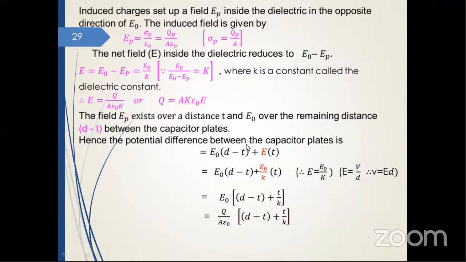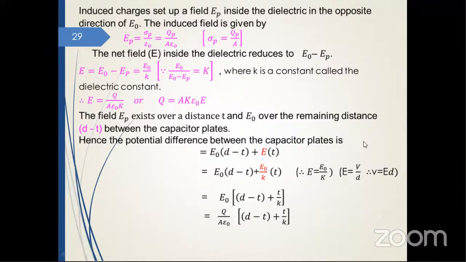And hence the potential difference between the capacitor plates is given by E naught having the field over the surface D minus T, and E because of that dielectric only at the thickness T. And therefore again we have the equation E is equal to E naught divided by K, and again E is equal to V divided by D. These are the basic definitions of E which we have learned in this chapter. If you read this chapter thoroughly, then you can understand all these concepts, okay? Because each and every concept depends on your basic concept.